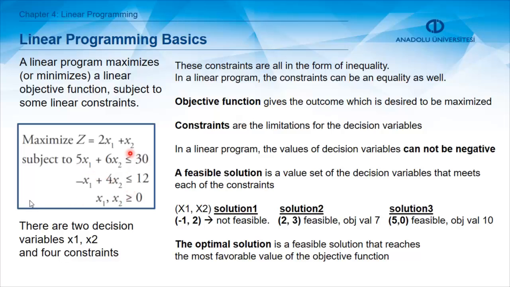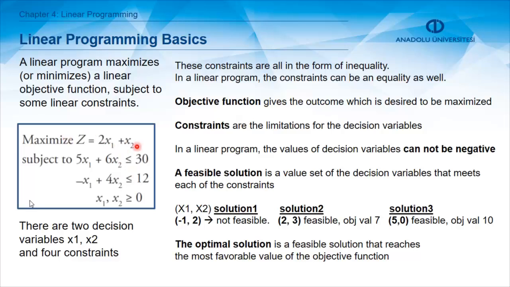At the bottom line of the linear program, here's an expression. This is a closed expression and refers to distinct constraints. One of them is x1 being greater than or equal to 0, and the other one is x2 being greater than or equal to 0. So there are four constraints in here. These constraints are all in the form of inequality. In a linear program, the constraints can be an equality as well. That means these signs could be an equality instead of these.